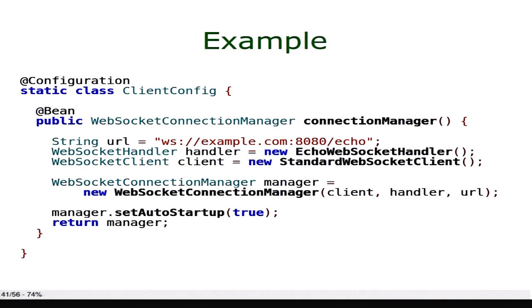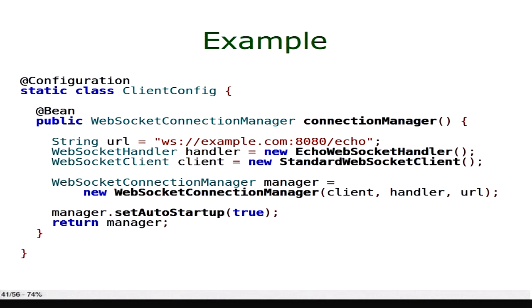We're going to create a bean called WebSocketConnectionManager, and we're going to give it a WebSocket handler to handle the actual messages. We're going to give it the URL, and also we're going to use a standard WebSocket client, which is based on JSR-356. And then we're going to set the autoStartup property to true, which means that as soon as the application starts, the WebSocket connection will be automatically opened. We're going to start exchanging messages.